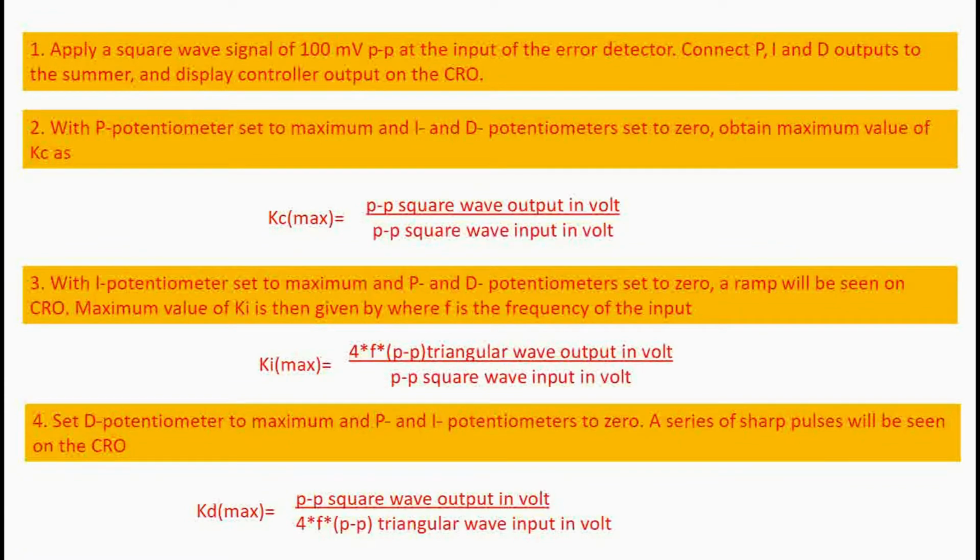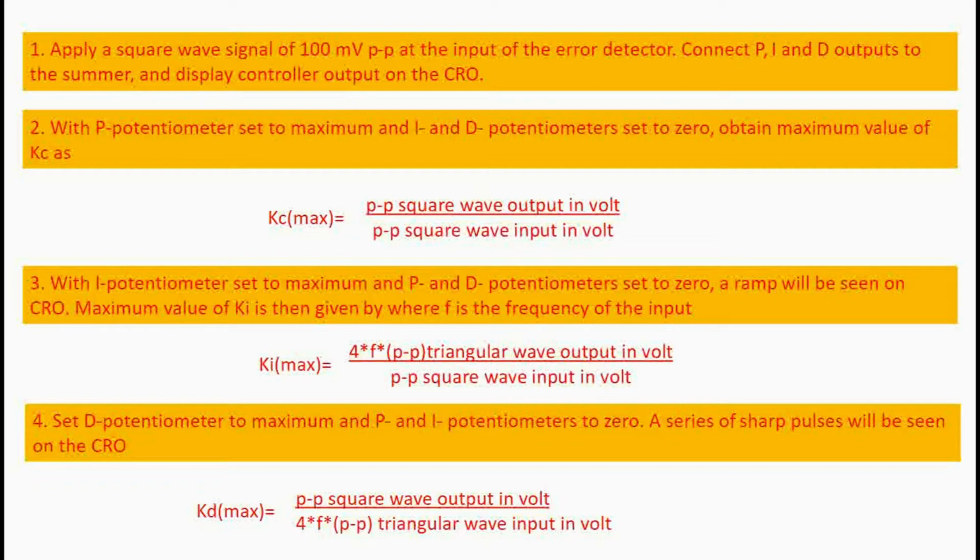And first we will do the calibration of P potentiometer. For that we have to apply 100 millivolt peak to peak to the controller, and we have to put the I and D potentiometer at 0 position and P potentiometer at maximum position. And here is the formula to find out the Kc maximum, which is peak to peak square wave output by peak to peak square wave input.